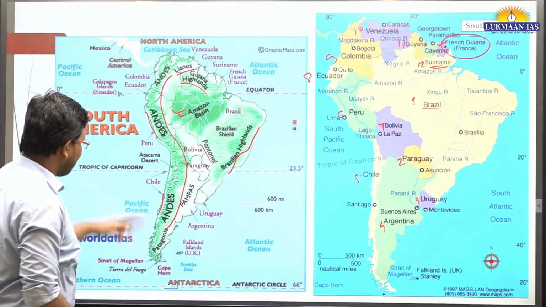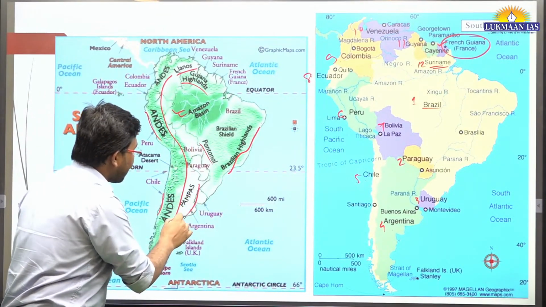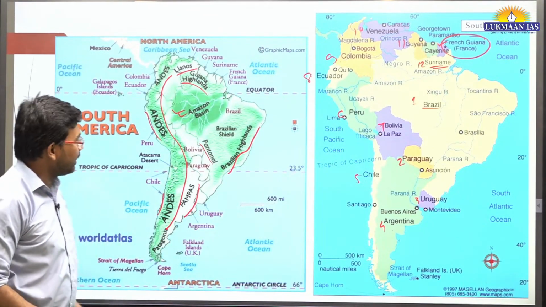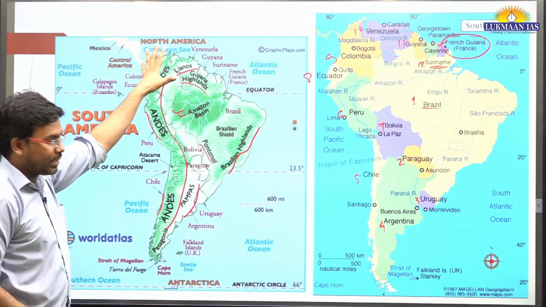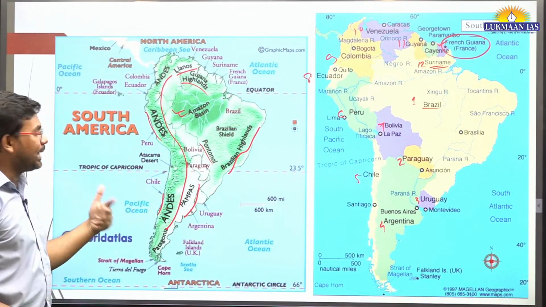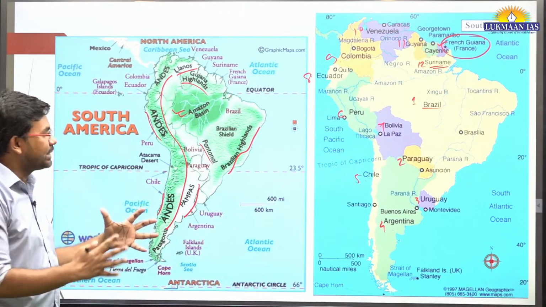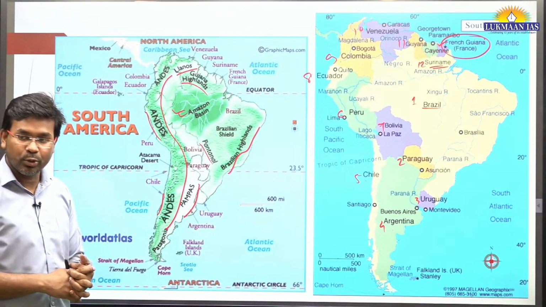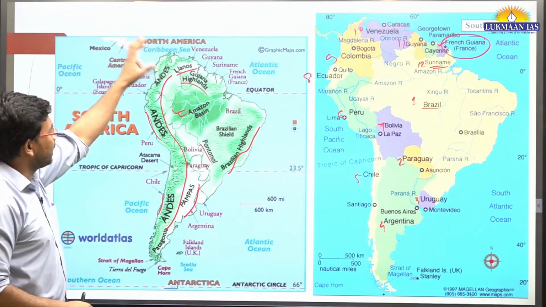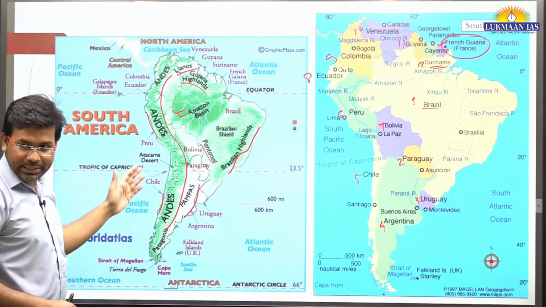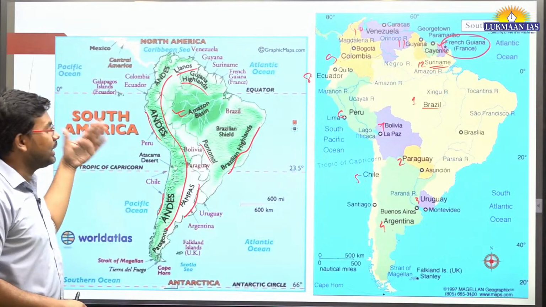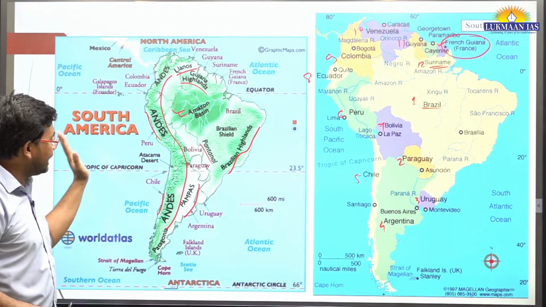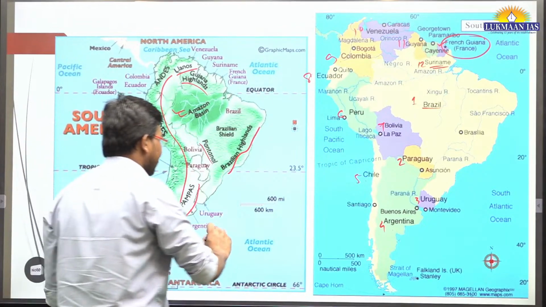You might have heard about this. Llanos, Pampas. Pampas are a kind of grasslands. So they are there in South America. These regions, their names are important. We are not going into the physical geography part of it, but at least we should know where the Pampas are located, where the Llanos are located, or where the Andes Mountains are located. The Andes Mountains are on the western side of South America. To the east of South America, we have the Atlantic Ocean.